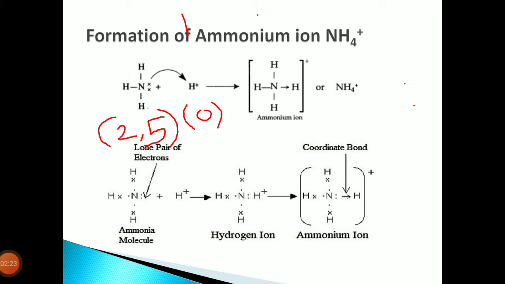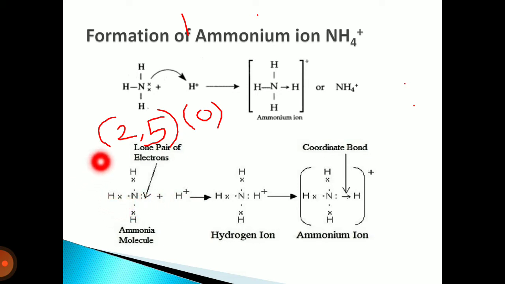In this ammonium ion example, you can see that when an ammonia molecule combines with an H plus ion, it results in the formation of the ammonium ion, which carries one positive charge. Now here the hydrogen ion, that is H plus ion, has 0 valence electrons, because hydrogen has atomic number one. After losing its one electron, it becomes H plus ion having 0 valence electrons. So hydrogen requires 2 electrons to complete its duplet.